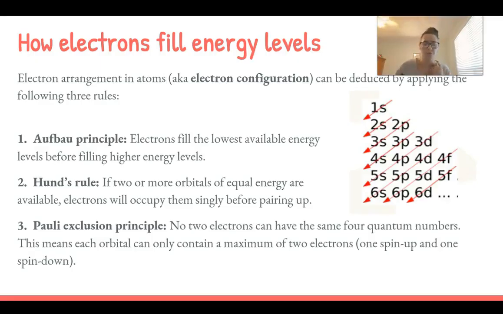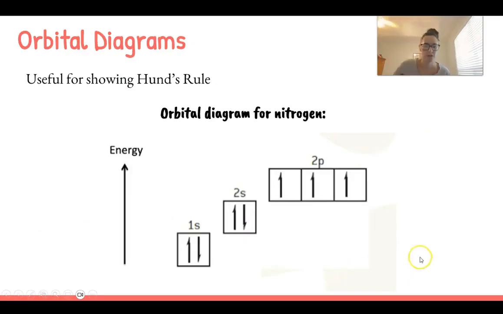So that's Hund's rule. And then the Pauli exclusion principle says no 2 electrons can have the same 4 quantum numbers. And remember, I told you quantum numbers are just descriptions of these electrons in space. So no 2 electrons can occupy the same space is basically what this is saying. Each orbital can contain a maximum of 2 electrons only, and they can't be the same type of electron. One has to have the opposite spin as the other.